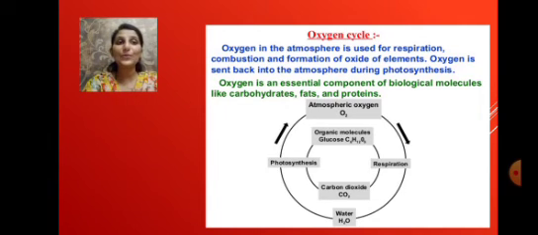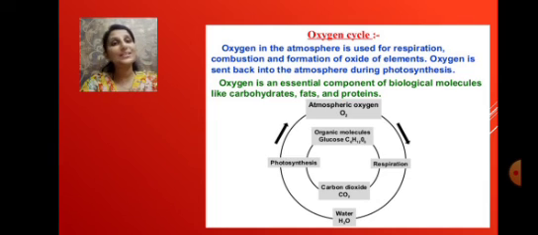So the cyclic events by which the oxygen moves from the atmosphere to the lithosphere and also among the different organisms is called the oxygen cycle, and it is also a very essential component to make the different biomolecules like carbohydrates, such as glucose C6H12O6, fats, and proteins. All these biomolecules require oxygen.